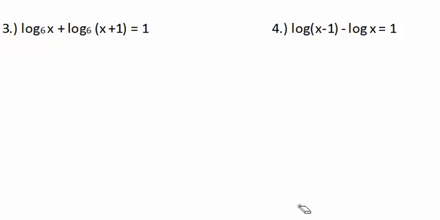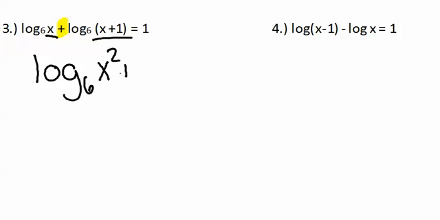In example number 3, we have log base 6 of x plus log base 6 of the quantity x plus 1 equals 1. Now, what you'll notice in this case is that they have the same base and it's addition. So we're going to use the product property to bring those together, which says that if it's addition with the same base, we can multiply. So I'm going to multiply x times the quantity x plus 1. We're going to get x squared plus x, and that's going to equal 1.